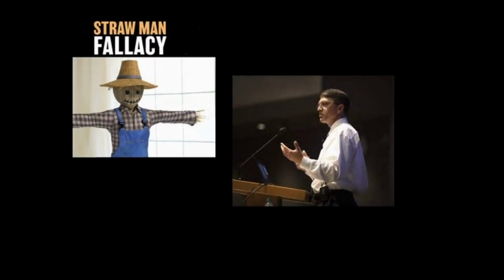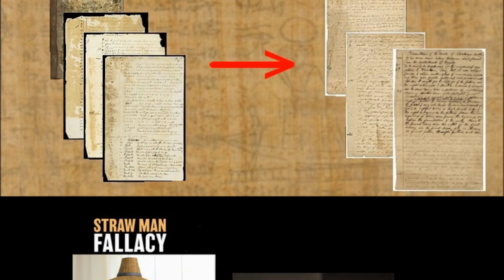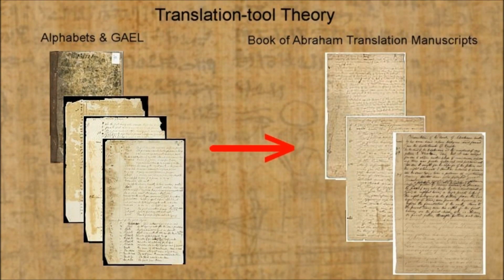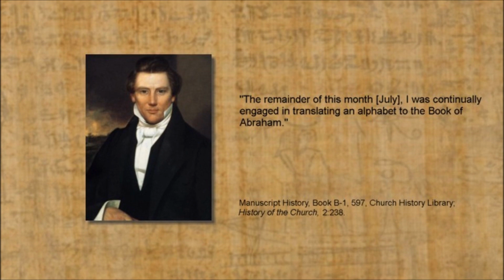As I mentioned, this is a straw man argument because no serious student of these papers believes they were used to create the Book of Abraham. The reason for this is that they are largely not about Abraham at all. If someone made the claim that the GAEL was a key to translation, they made it without knowing the content of the alphabet or GAEL, and it probably reflects an assumption about the relationship between the Book of Abraham and those documents based on a statement in Joseph Smith's history that he was continually engaged in translating an alphabet to the Book of Abraham. So the confusion can be traced back to Joseph Smith's official history.